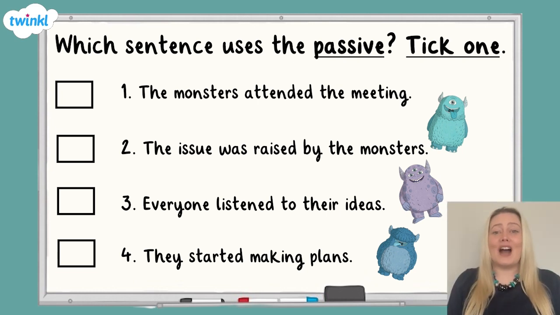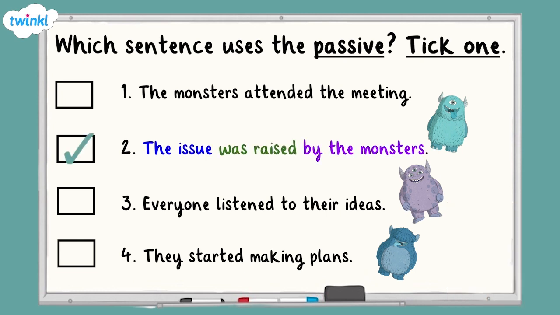That's right, well done if you said the issue was raised by the monsters. In this sentence, the verb was raised is happening to the subject, which is the issue. The sentence also ends in a prepositional phrase. The other 3 sentences are written in the active.